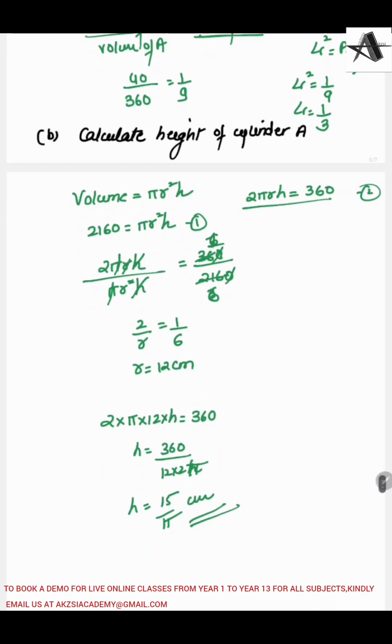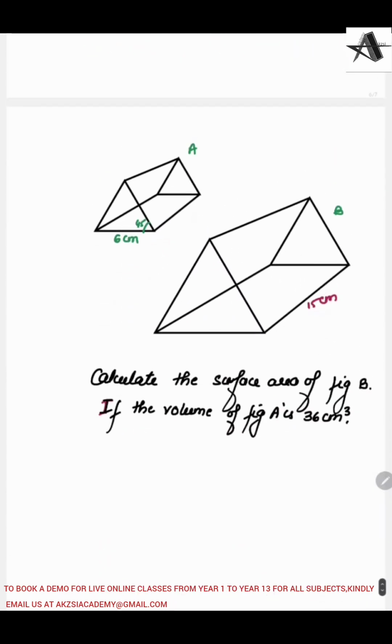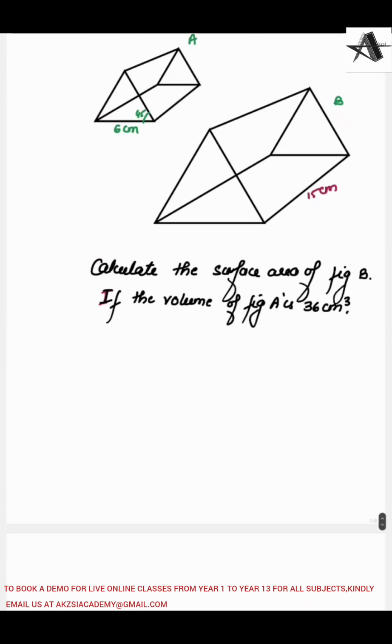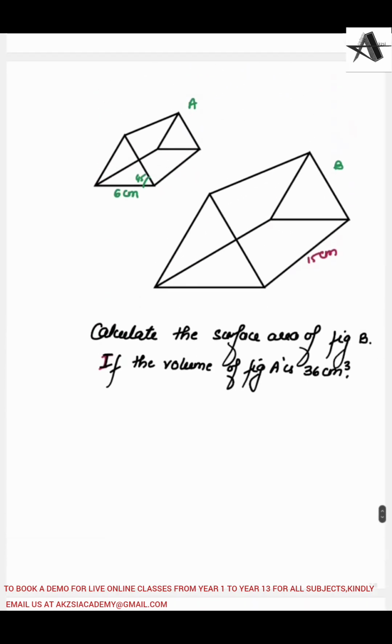Moving on to the next question. Calculate the surface area of figure B if the volume of figure A is 36 centimeter cubed. Again, I'll be going in a reverse order. If they are asking you to calculate surface area of B, we have only one length. To calculate surface area of B, what is surface area of B here? Surface of these 5 surfaces that you can see.